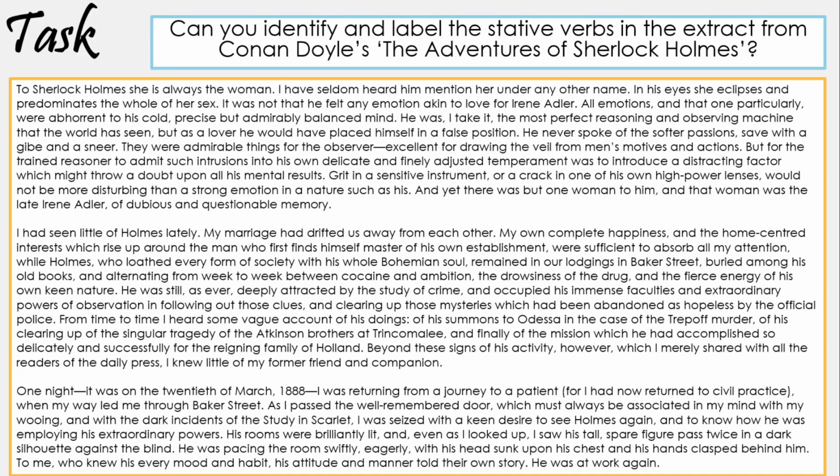And if you want to challenge yourself, try and identify the stative verbs in this extract from The Adventures of Sherlock Holmes by Sir Arthur Conan Doyle.